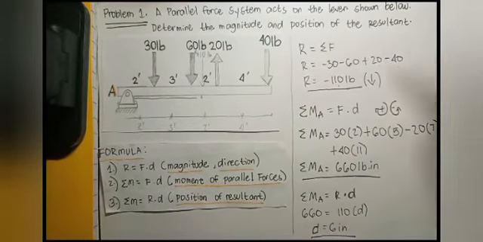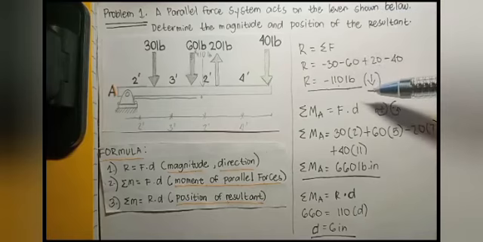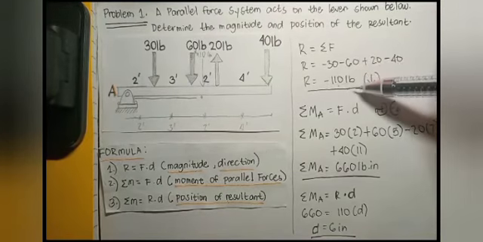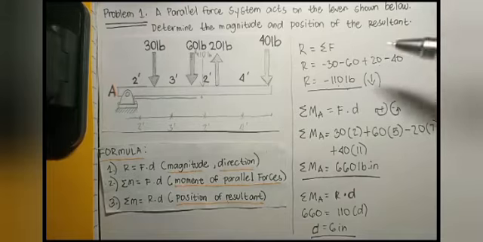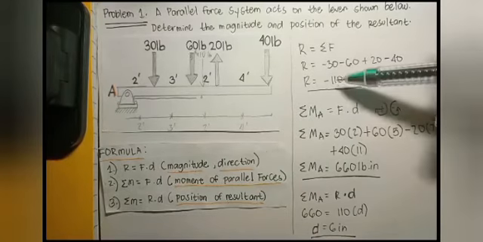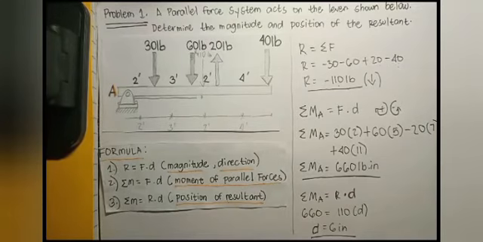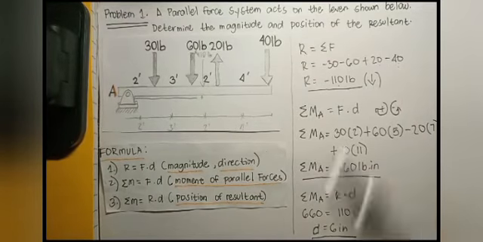And if we compute it in the calculator, the answer will be negative 110. Don't forget the sign and the unit: negative 110 pounds. The arrow is downward because the sign is negative. So now we know the magnitude of the resultant, but we don't know where it lies on the beam.